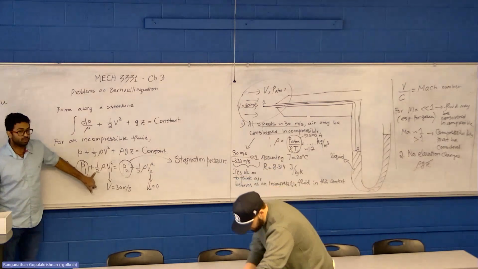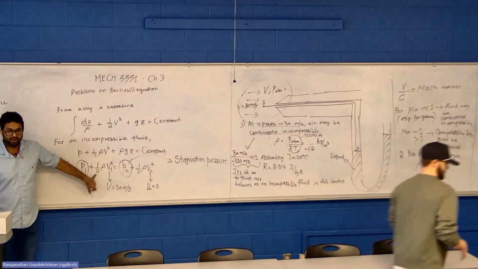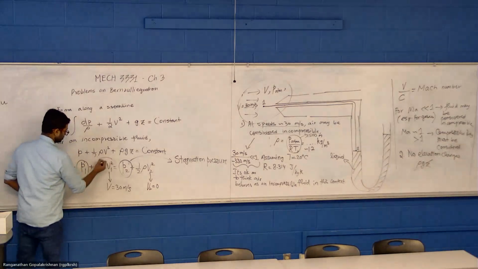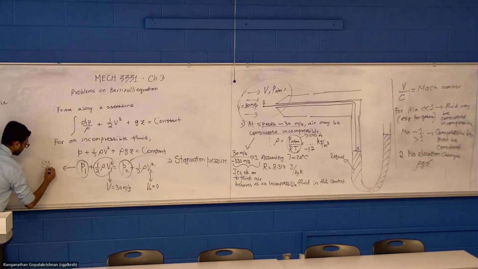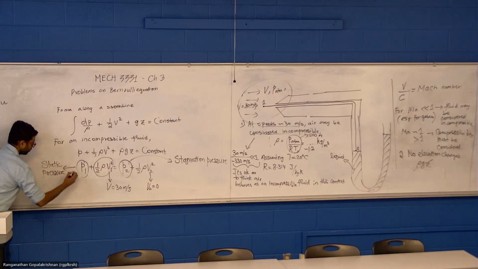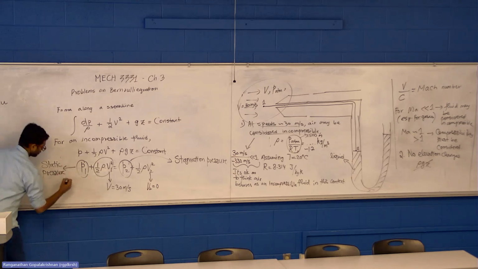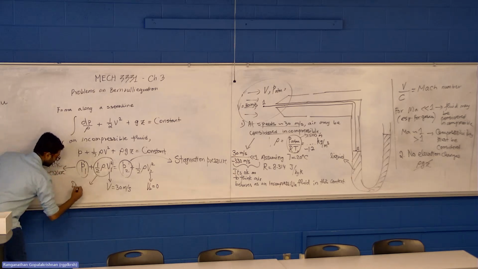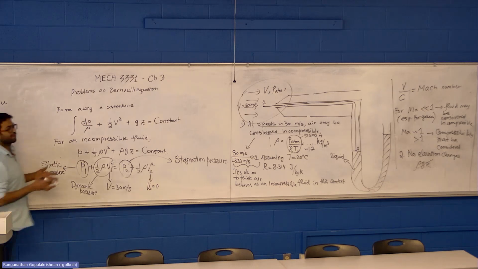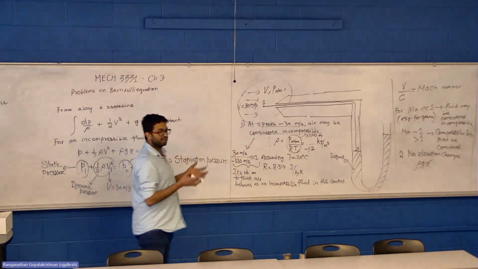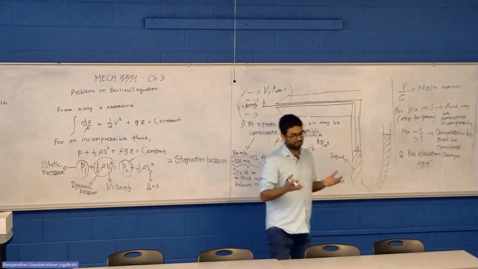And what is half rho v squared? We gave a name for it last lecture. Dynamic pressure. Thank you. So this is dynamic pressure, and dynamic pressure is basically caused by the kinetic energy of the fluid bulk motion. Put that down on your sheet. Dynamic pressure is caused by the kinetic energy of fluid motion.